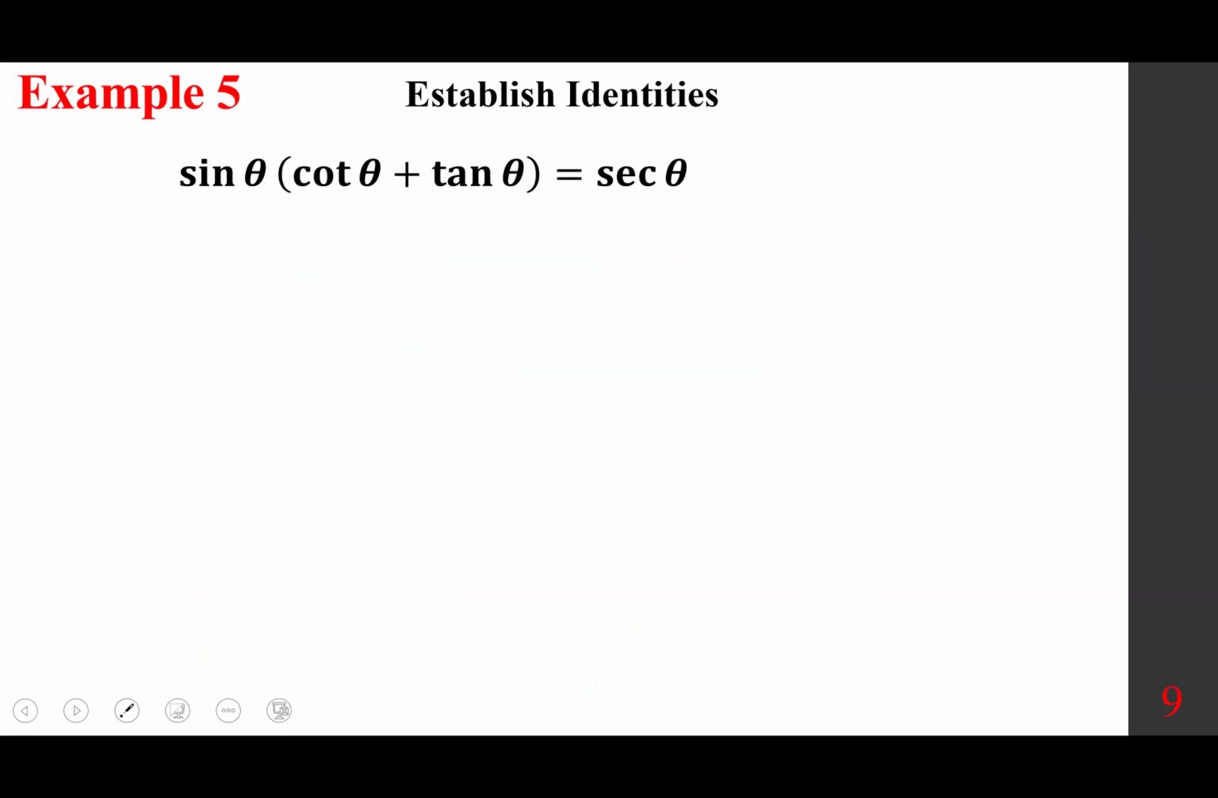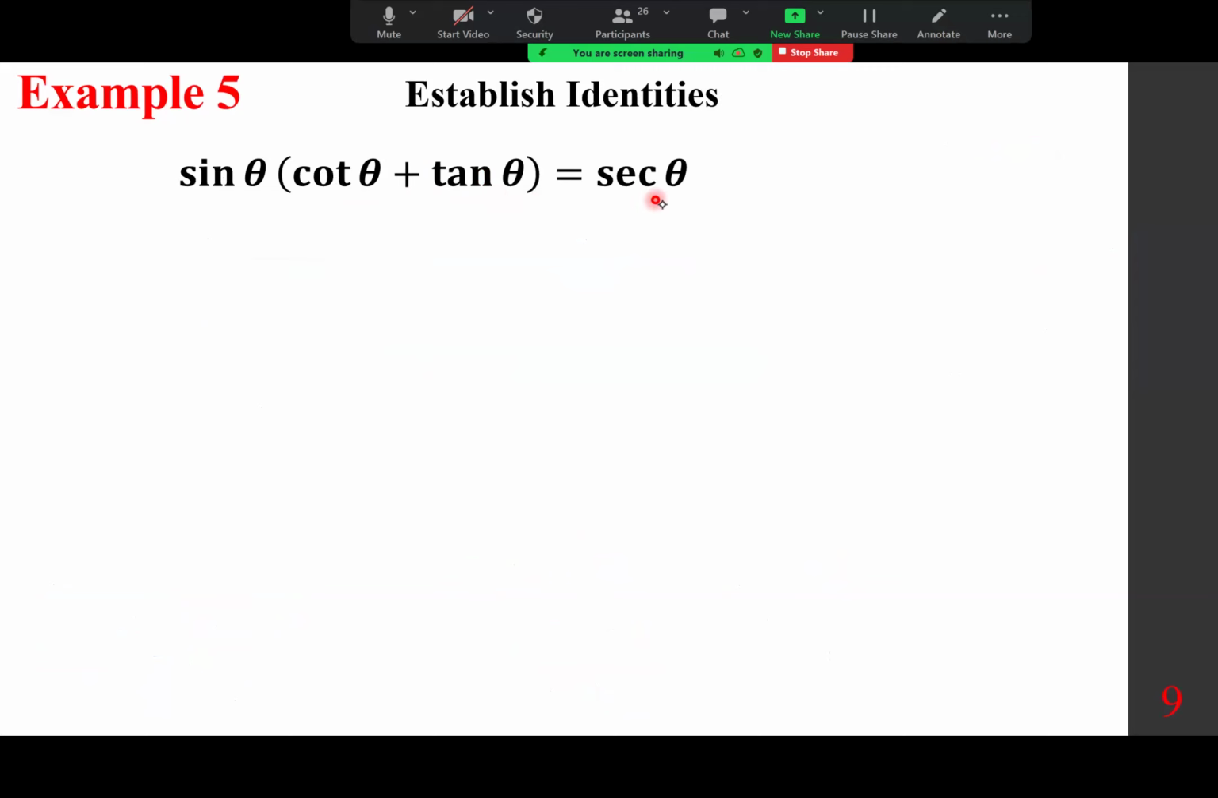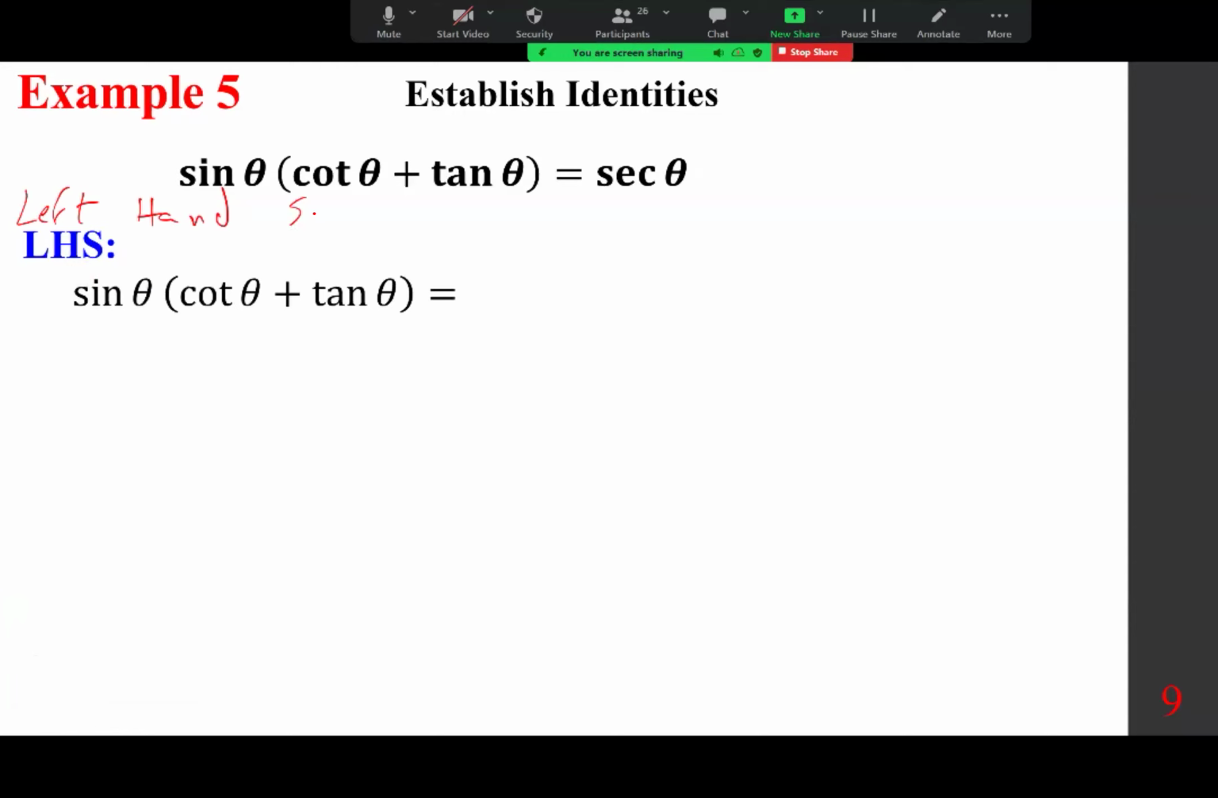Establish an identity: sine theta times cotangent theta plus tan theta is secant theta. Normally, you start with the more complicated side, in this case, the left-hand side. LHS short for left-hand side. Or RHS, the right-hand side. So you start with the left. And many times, changing everything to sine and cosine will help establish the identity. Cotangent is cosine over sine, tangent is sine over cosine.